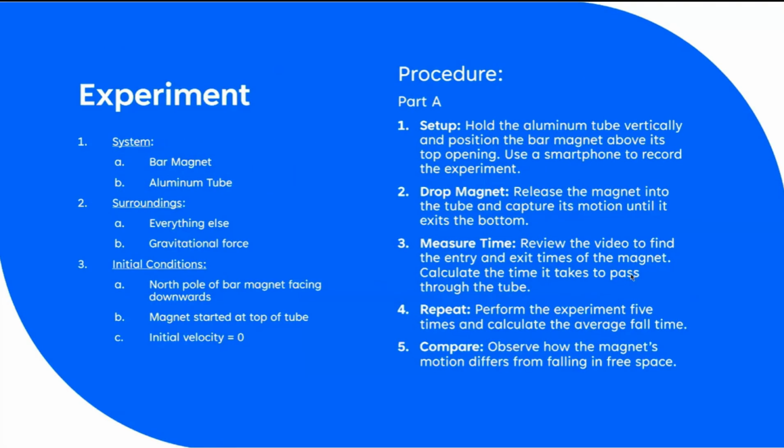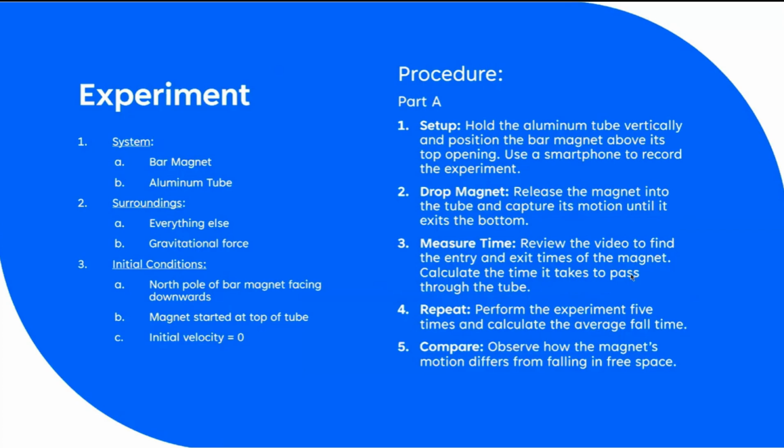Our experiment had a bar magnet and an aluminum tube, and the surroundings were everything else. Our initial conditions were that the north pole of the bar magnet was facing downwards. The magnet started at the top of the tube and the initial velocity was 0.